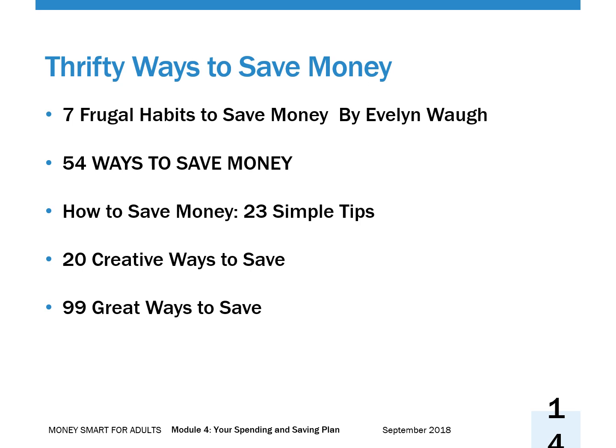Here are a few articles to help you have additional ideas on where to save money. 7 Frugal Habits to Save Money by Evelyn Waugh. 54 Ways to Save Money by America Saves. How to Save Money, 23 Tips by Ramsey Solutions. 20 Creative Ways to Save, U.S. News and World Report by Jeff Williams. 99 Great Ways to Save from AARP by Beth Braverman and David Schiff. Try to find a few of those that you can use for yourself.